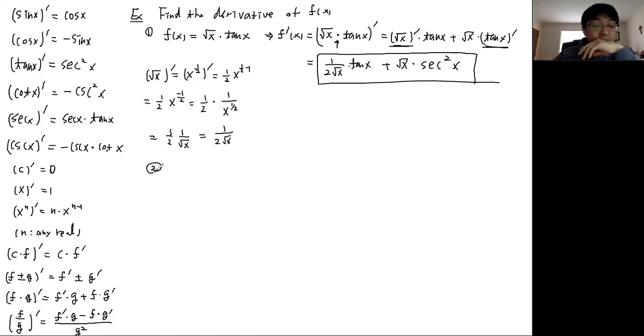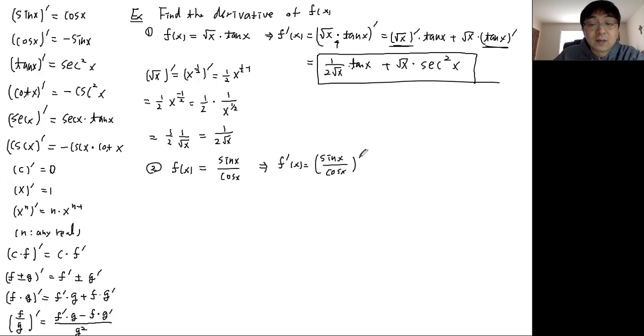The second example: f of x is sine of x over cosine of x. How can you find f prime of x? F prime of x is sine of x over cosine of x, prime. What's the best way? You can change sine over cosine to the identity: sine over cosine is tan x, prime. So the final answer is secant squared of x, right?